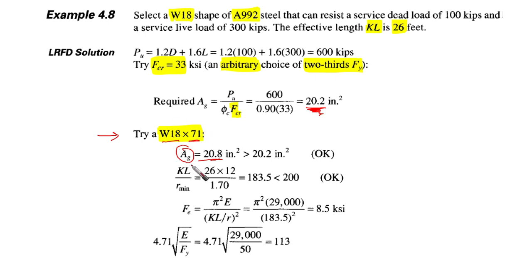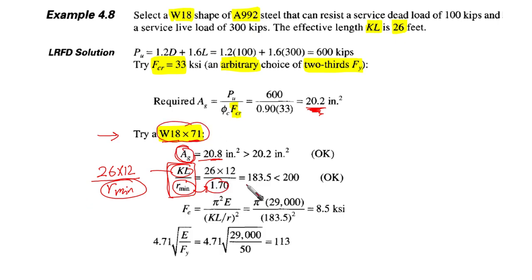Area gross. Go to the dimensions and properties table and check this value right now. After that, this is the area gross. We're going to obtain what is KL over R. KL is already given for us, which is 26 feet. We're going to multiply by 12 to transform it to inches, over R minimum. What is R minimum here? R minimum for wide flange 18 by 71 you can obtain from the table. So go and obtain this value and check that it equals 1.7 for the wide flange 18 by 71.